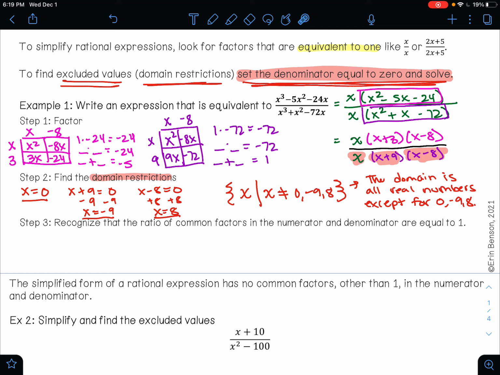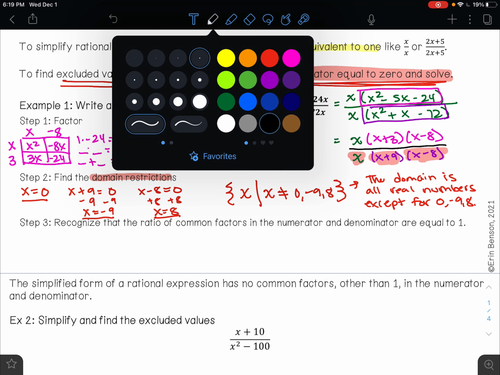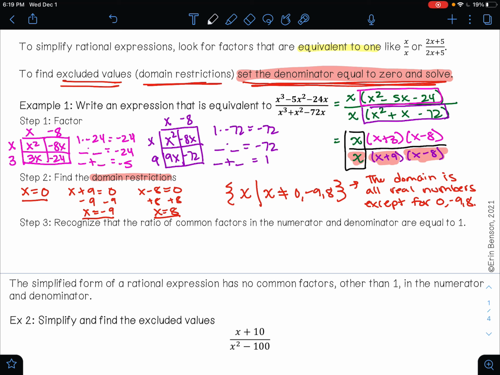So it's always easiest and best to do this once everything is factored. Step 3 is going to have us go back and look at our fraction that we have over here. So it says recognize that the common factors in the numerator and denominator are equal to 1. So what they mean by that is, if you notice, I have a common factor of x in my numerator and denominator. And I have a common factor of x minus 8 over x minus 8 in my numerator and denominator. These factors are equivalent to 1, just like how we set up here.